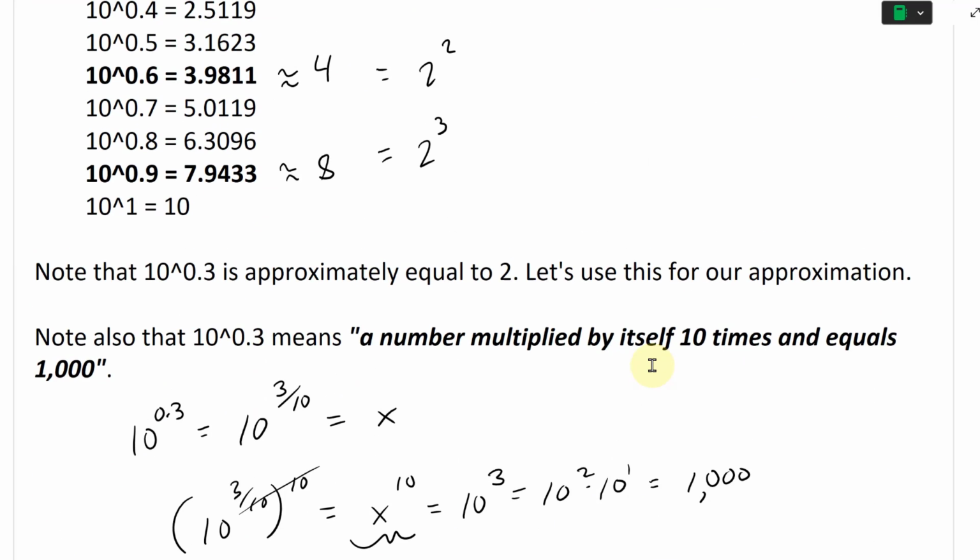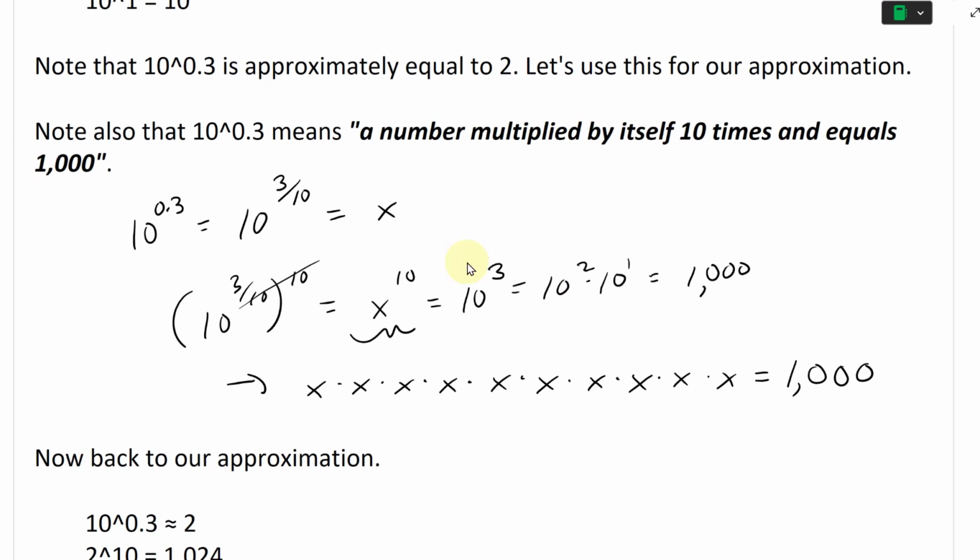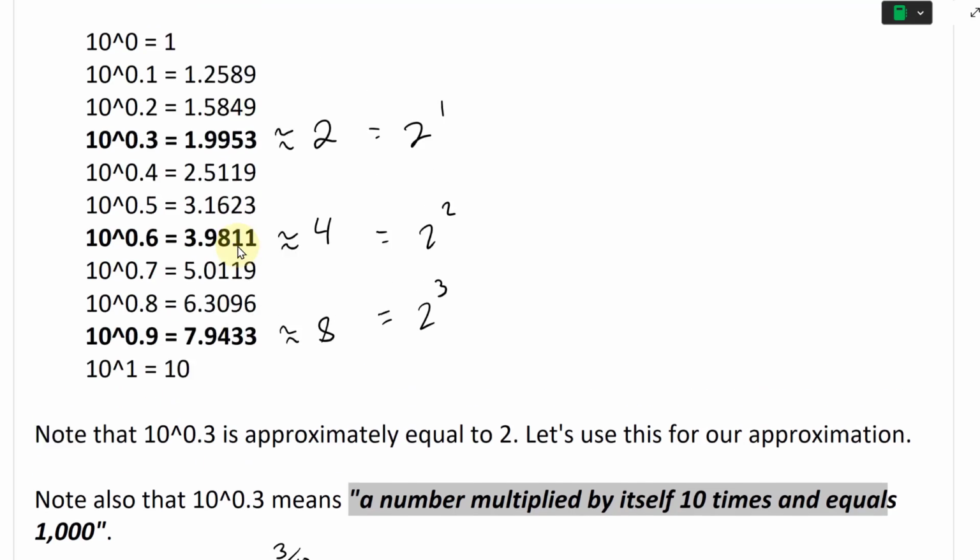If there's anything that you got from this video, it's in my view what this number actually means. So 10 to the 0.3 means a number multiplied by itself 10 times that equals 1,000. That's a very good takeaway to take home with yourselves. So this just means you're going to have a number multiplied by itself 10 times, and then you're going to get that 1,000. So that is what that means, which is pretty interesting there.